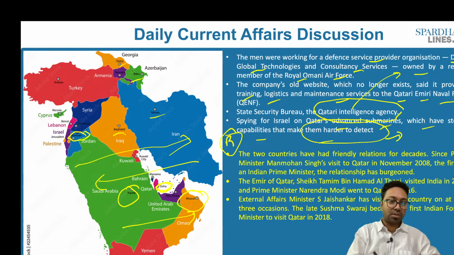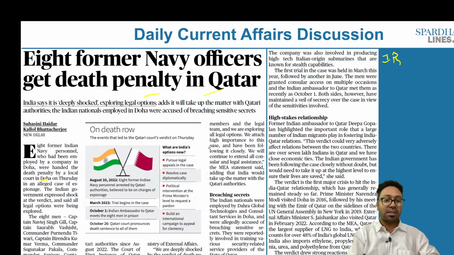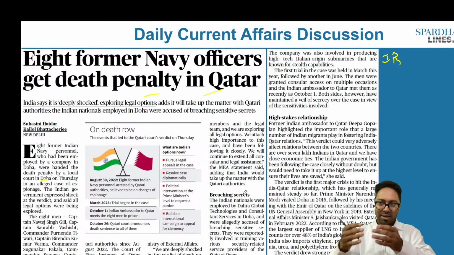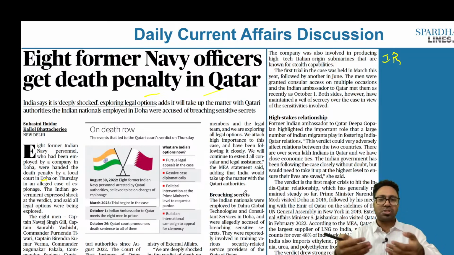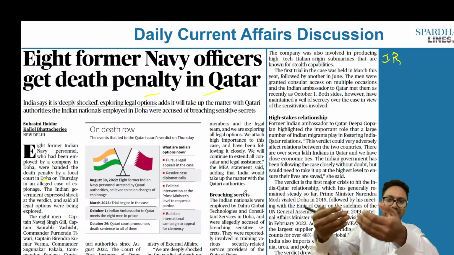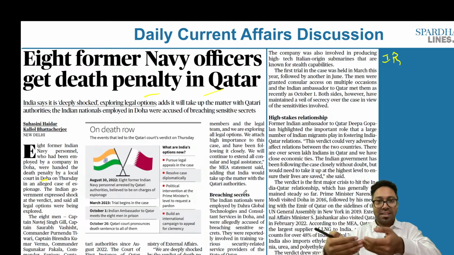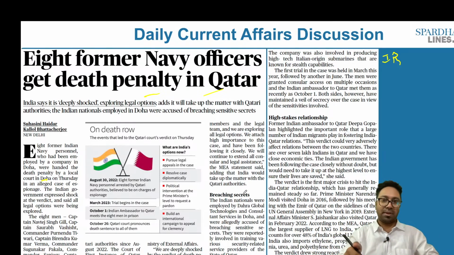When asked, the Ministry of External Affairs said that they will do all that it takes to ensure that these Indian nationals are completely out. So they will be acquitted. They are working through all possible ways and means to speak to the Qatari government and ensure that these people are acquitted over a period of time.